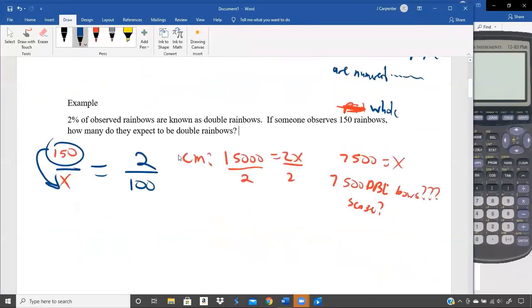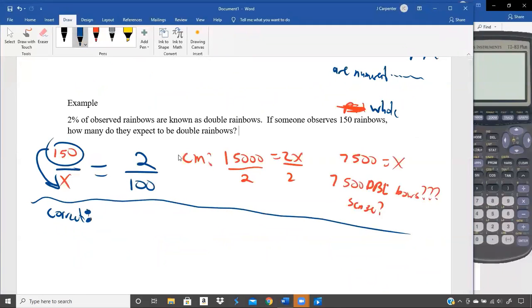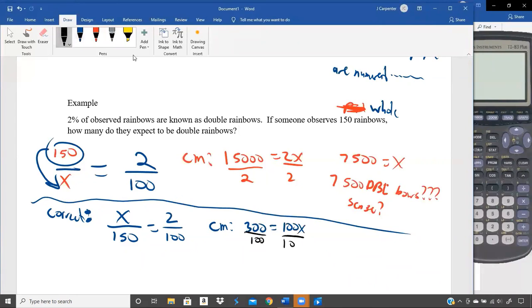So let's set this up the right way now. Colon, not question mark. It should be x over 150, part to whole, the 150 is all the rainbows, equals the 2% of them. Cross multiply. 2 times 150 is going to be 300. So you get 300 is equal to 100 times x, is 100x. You're going to divide both sides by 100. 300 divided by 100 is 3. So 3 is equal to x. So it means you'd expect 3 double rainbows. That makes sense.